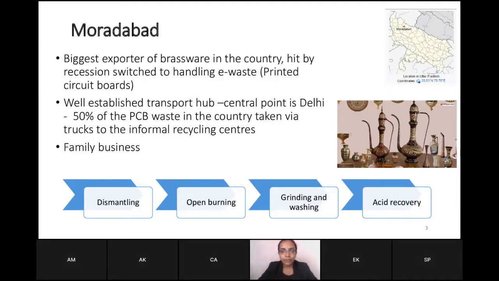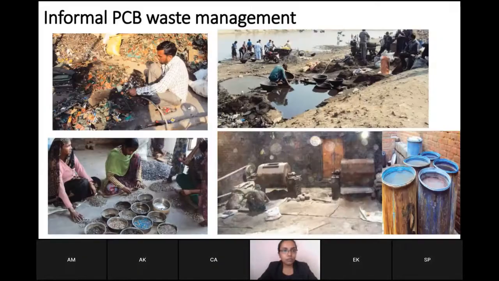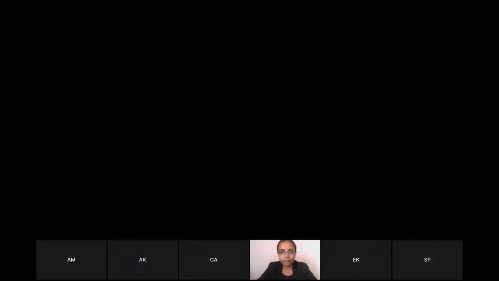When you burn, the metal doesn't burn. It just stays as residue. Then you grind it, wash it, do acid recovery, take the metal out of the printed circuit boards, and sell it. You can see the images of people sitting there dismantling it using gases. They burn it. Some people segregate the microelectronic components on the printed circuit board, which are burnt and washed. Then you can see acid recovery and equipment to grind it.